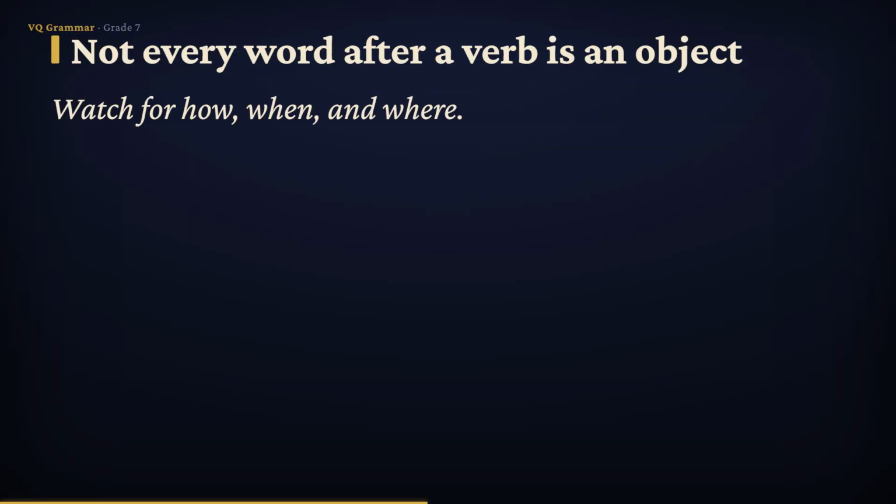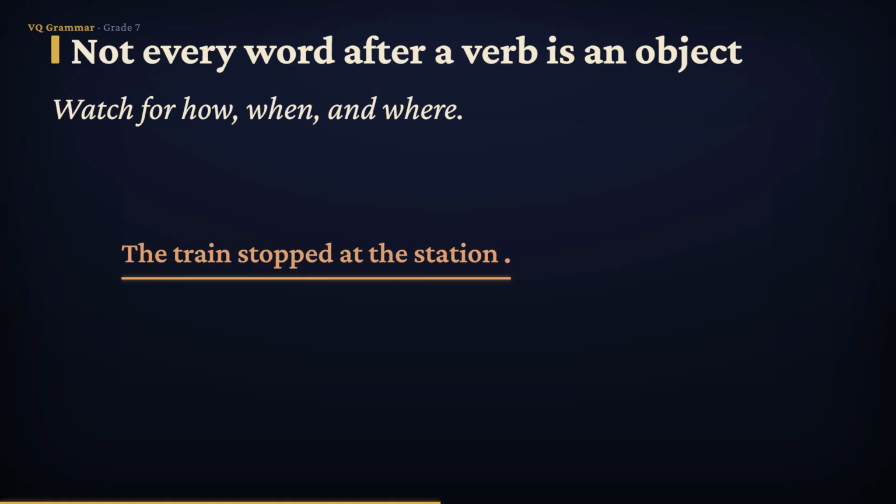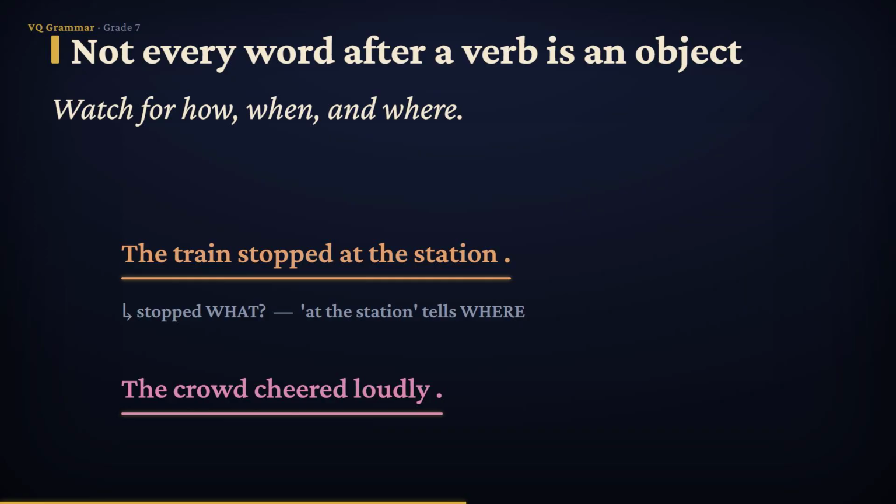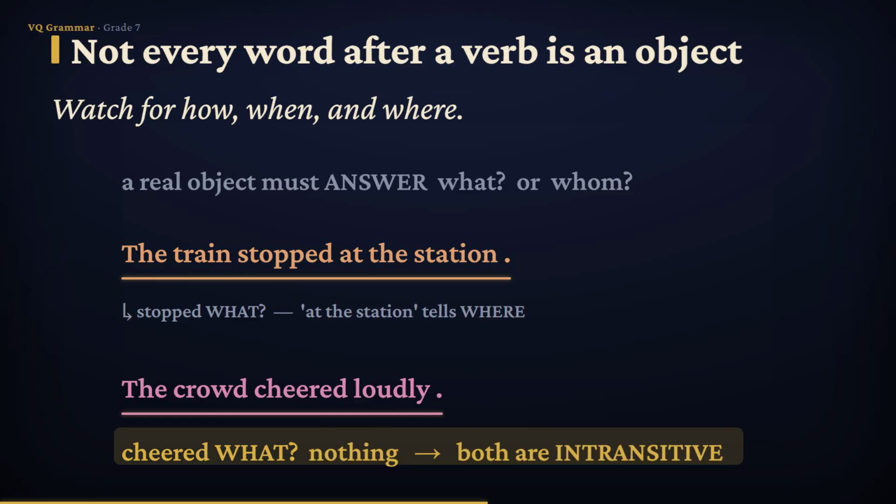Here's a trap worth knowing. Just because a word follows the verb does not make it a direct object. Look, the train stopped at the station. Stopped what? Nothing. The phrase at the station tells where the train stopped, not what it stopped. And here, the crowd cheered loudly. Cheered what? Nothing again. Loudly just tells how. A real direct object has to answer what or whom, so both of these verbs are intransitive.